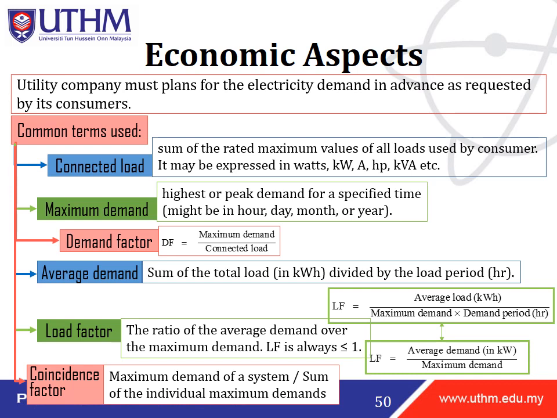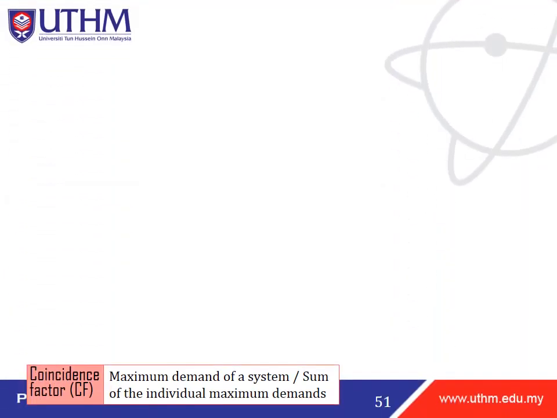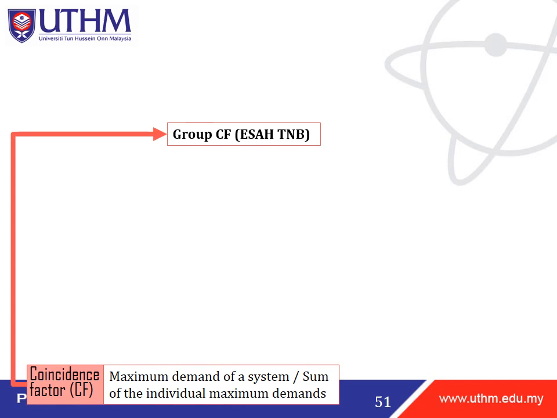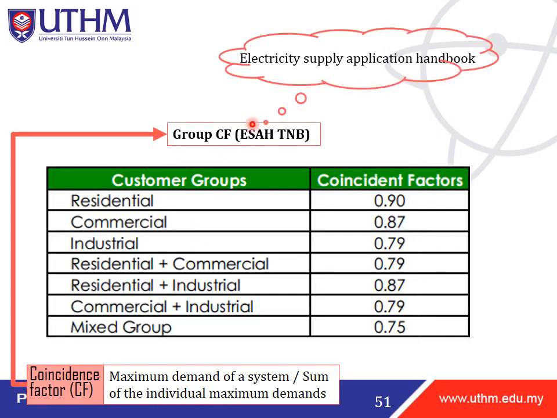And finally, the coincident factor is the maximum demand of a system or... okay. This is the group of coincident factor from ESA TNB. So we can see here the coincident factor for residential, commercial, industrial, and etc. So ESA is the Electricity Supply Application Handbook.